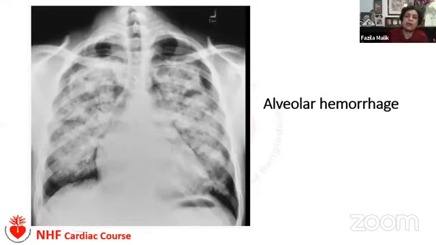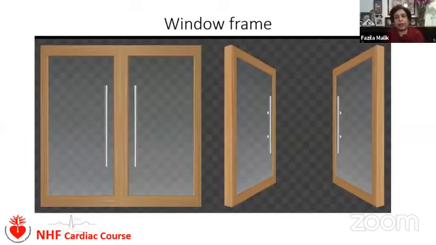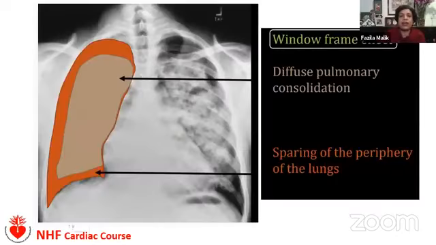In alveolar hemorrhage, some patients with mitral stenosis may come with hemoptysis, even frank hemoptysis, and their X-ray might give evidence of alveolar hemorrhage, that is alveolar opacities. But one interesting finding about alveolar hemorrhage is that usually it has a window frame effect. So what is a window frame effect? There is diffuse pulmonary consolidation. However, there tends to be, in many instances, a sparing of the periphery of the lungs. So this is an interesting clue.